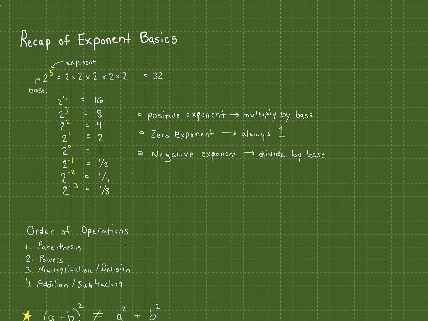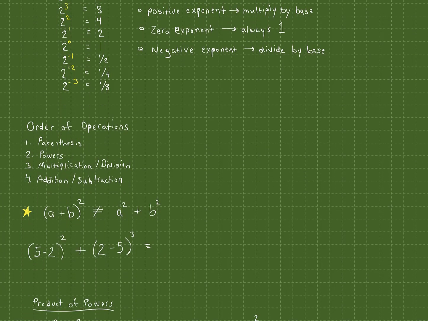Okay, now that we've gotten that out of the way, let's talk about order of operations. When you're evaluating expressions with exponents, you have to keep in mind the order of operations. The order is first you evaluate what's inside the parentheses before you do anything else. After that, you evaluate all of your power expressions, and then you do multiplication and division from left to right, and then you do addition and subtraction from left to right.